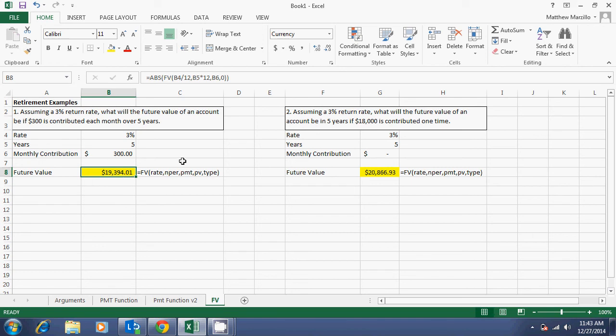Okay, so that's a simple example of how to use the future value function in Microsoft Excel. Similar principles to the payment function, just another way to look at similar problems.